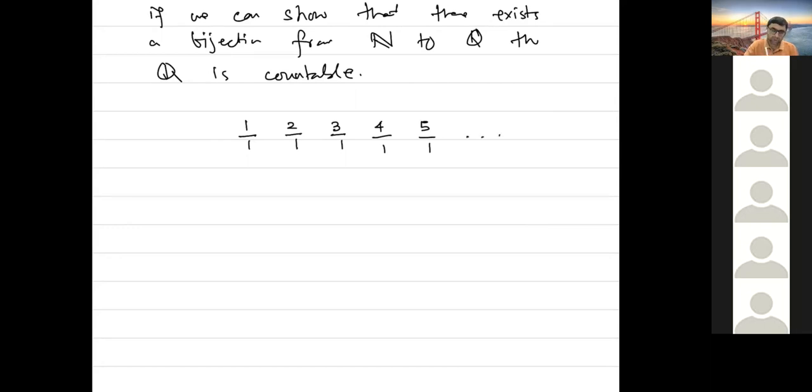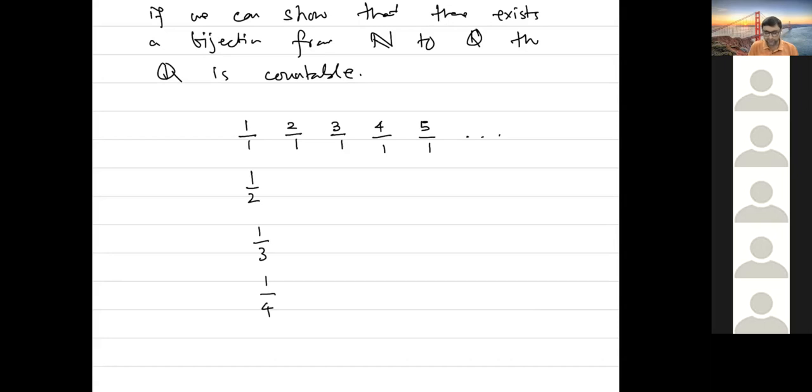Okay. And we can also go down. And when we go down, we just increase the denominator rather than numerator. So when we are going in the right hand direction, we increase the numerator and keep the denominator constant. When we go down, we increase the denominator and keep the numerator constant. So 1/1, then we would have 1/2, right? Then we have 1/3, then we have 1/4, and so on and so forth.